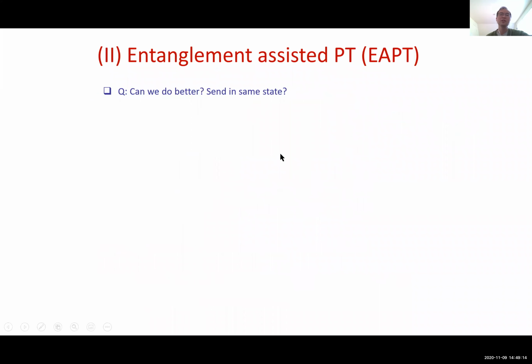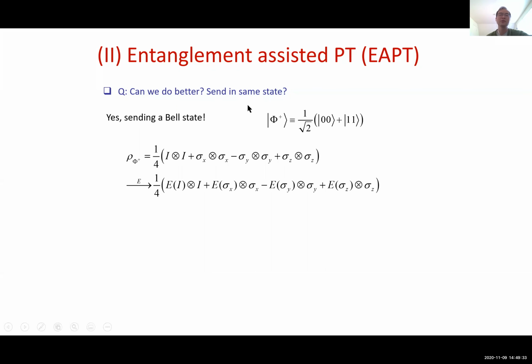The second is the so-called entanglement assisted process tomography. Previously we had to send 4 different states for 1 qubit. So we could also ask, could we just send one state, the same state? We always prepare the same state, we don't need to change. The answer is it is possible. You just send in a Bell state, 00 + 11.